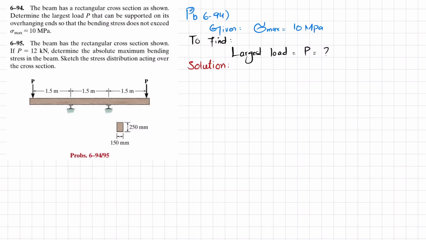Welcome back. In this video, we will solve problem 6.94 and 6.95. So let's start with 6.94. The statement is the beam has rectangular cross section as shown.